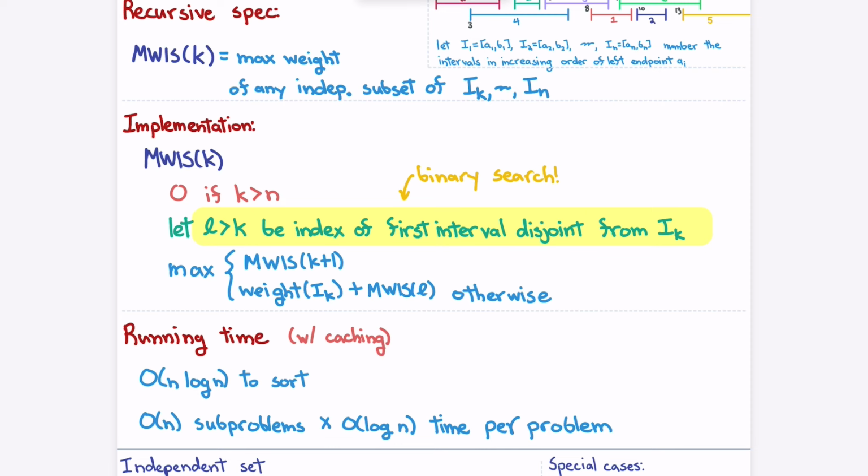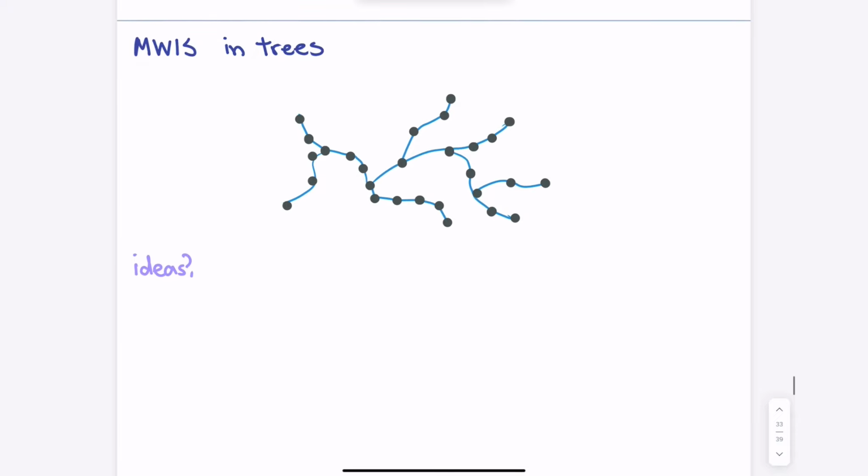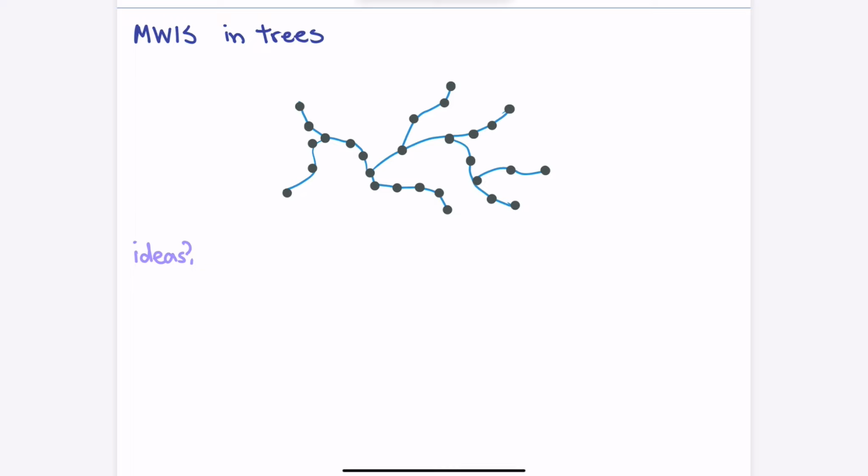Okay, let me try to speed run through the last version, which is in trees. So we don't have to talk about independent set next time. Okay, so, all right, any ideas for how to make an algorithm? There's going to be an algorithm.